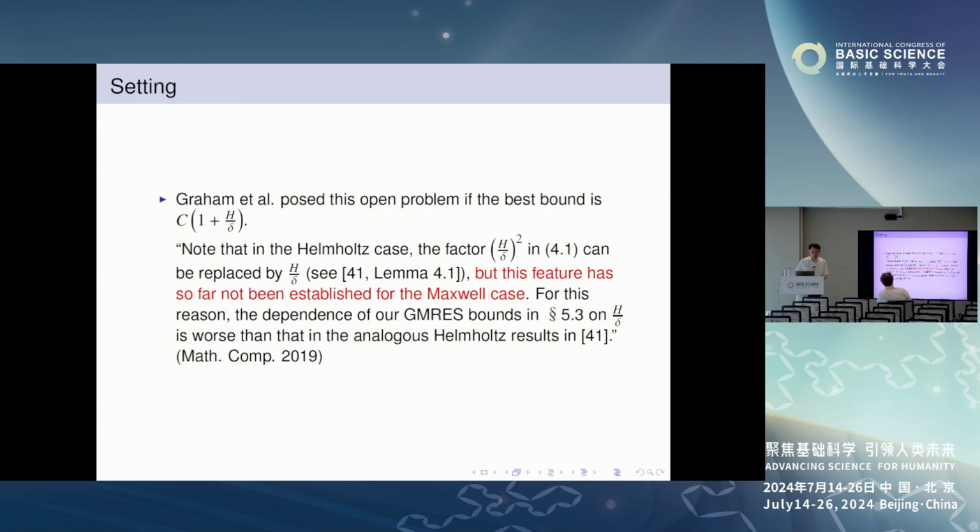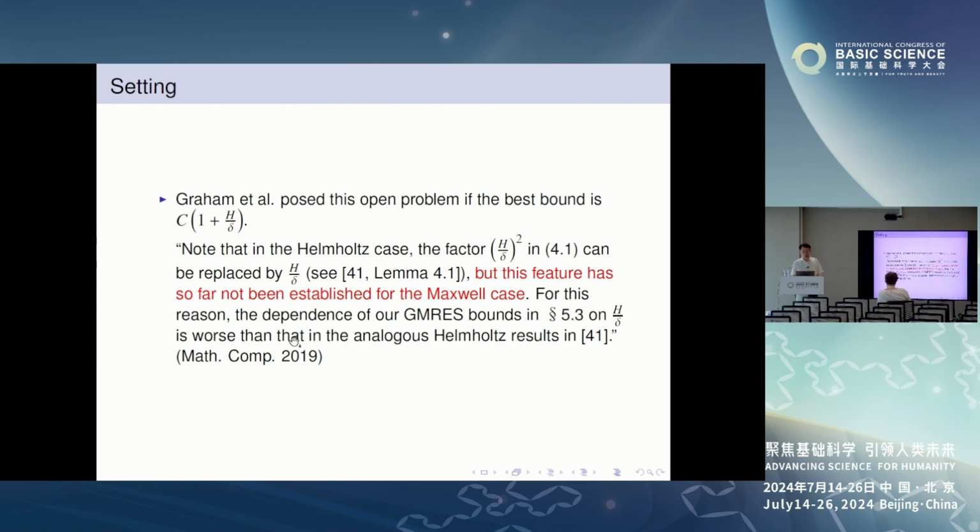So many famous computational mathematicians also found this problem. Graham posed this as an open problem: whether this bound should be C times 1 plus capital H over delta. He said, note that the Helmholtz equation is a second order equation, so the factor capital H over delta squared can be replaced by capital H over delta. I show you Susanne Brenner and Wendland also proved this. But this feature has so far not been established for the Maxwell case.